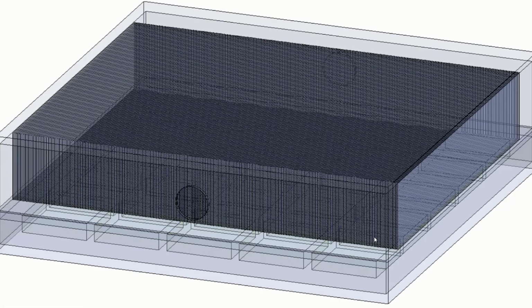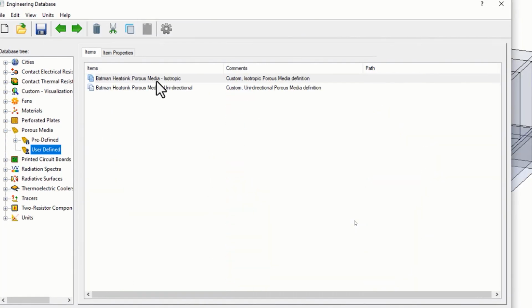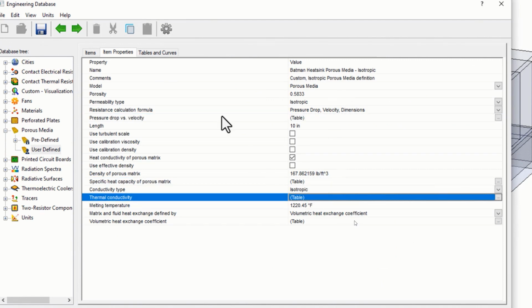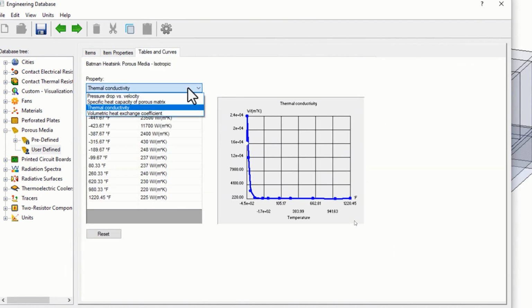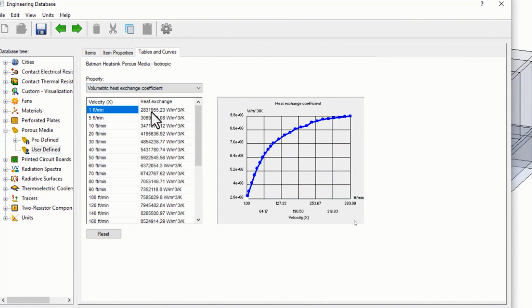Then we plug this into the tool sets. SOLIDWORKS Flow Simulation, 3D Experience works the same way. I take my fins, I replace them with a block. This is Flow Simulation, but this is going to a porous media block area. And I put in my tables. So pressure drop versus velocity for the first set of data I had generated, and the volumetric heat exchange coefficient versus velocity for the second set of data.